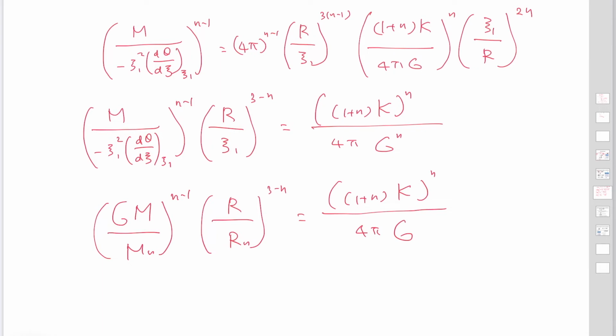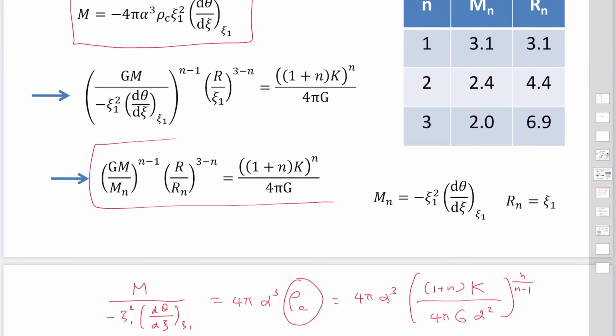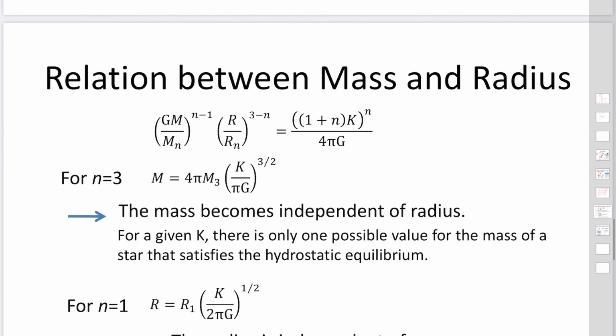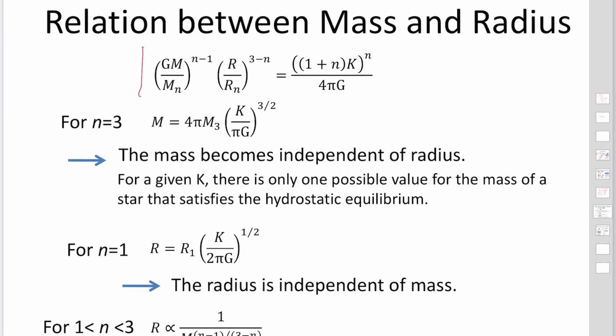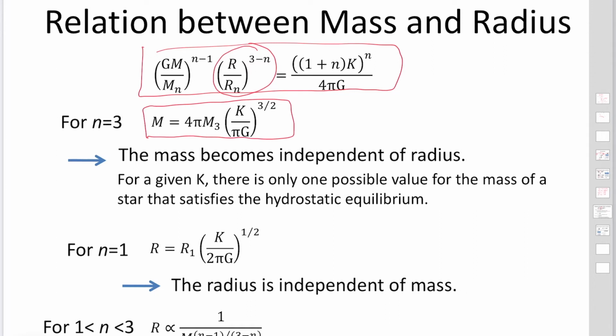This is exactly equal to this equation. We derived the relation between the mass, this is the mass, and the radius is related with this equation. Then from this equation, the relation between the mass and the radius is given by this equation. When n equals 3, this term becomes 1. Mass becomes independent of radius. For a given K, there is only one possible value for the mass of a star that satisfies the hydrostatic equilibrium.